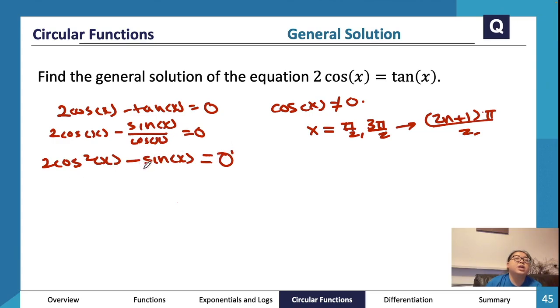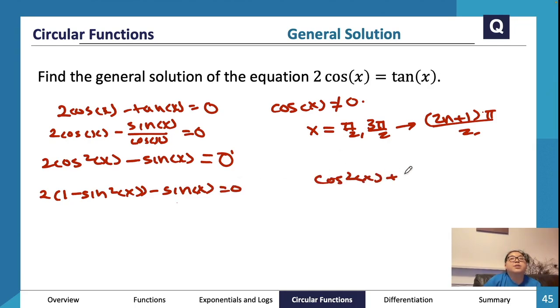And we want to change this so it's something that we can deal with now, right? Because we have this cos squared x and we have this sine squared x, and we kind of figured this out already. So what we're going to do here is just plug in 1 minus sine squared x minus sine x equaling 0. Because remember, cos squared x plus sine squared x equals 1. And that's our Pythag theorem, which is really helpful, right?